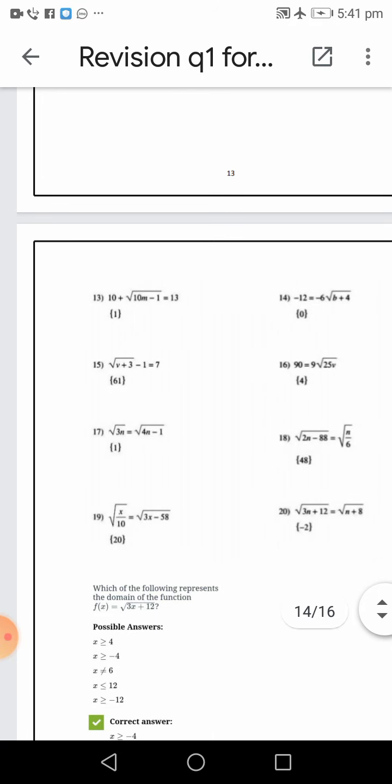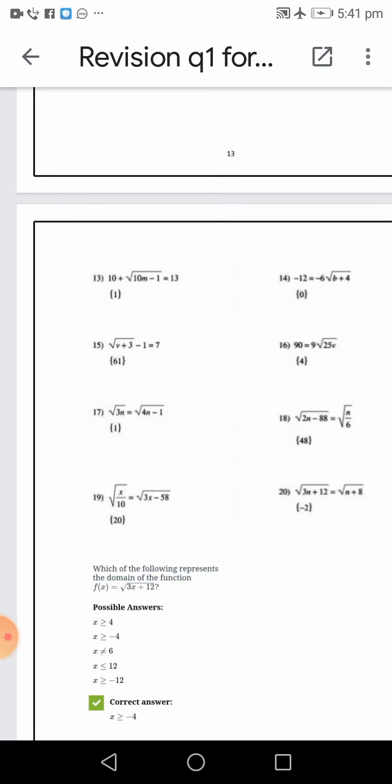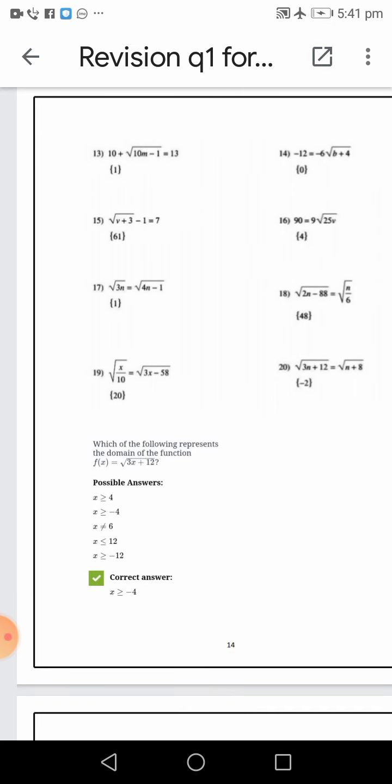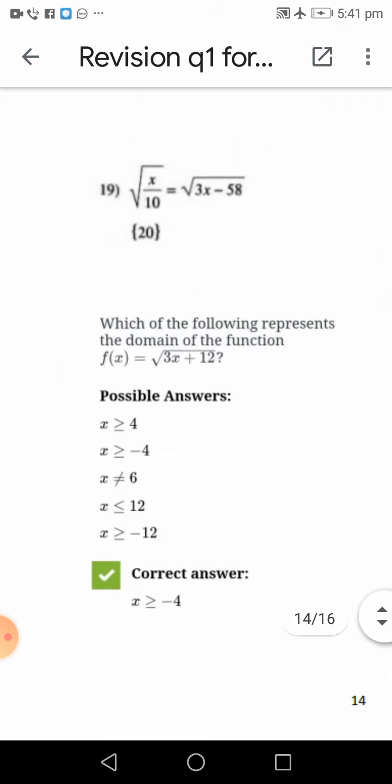Here you can deal with the radical by squaring both sides to get the solution. And don't forget to check your answer, okay? Because if it's not right, it will be no solution. You can check the videos too.